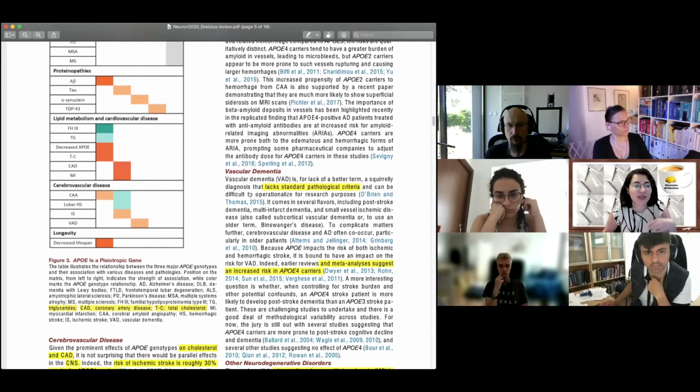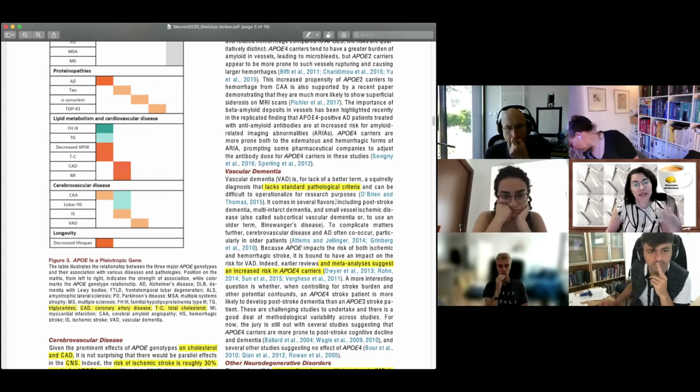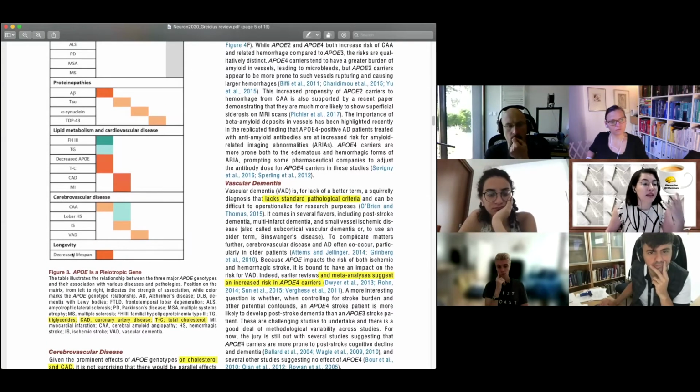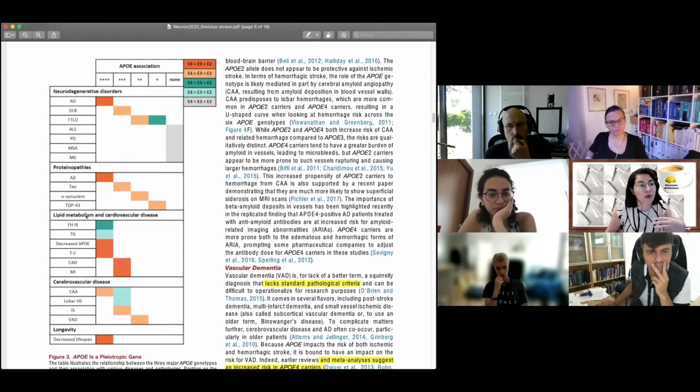And there is also a correlation with vascular dementia, a kind of pleiotropy. There are no specific diagnostic criteria for it, but there is evidence of vascular disease in all these dementias that we can see in the brain. And there is also an inverse correlation with longevity. Looking at healthy controls, the presence of the APOE4 variant is correlated with a decreased lifespan. So it seems not a good thing to have this variant.